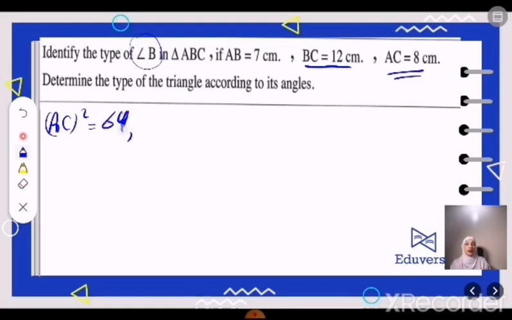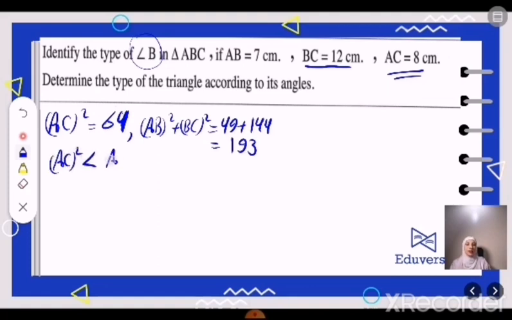Then let's get the other two sides squared and their sum. AB to the power of 2 plus BC to the power 2, which is 49 plus BC power 2, 12 power 2, 144, which equals 193. That's obvious here. AC to the power of 2 is less than the sum of the squares of the other two sides. And if it's less than the sum, then the opposite angle, angle B here, is an acute angle.